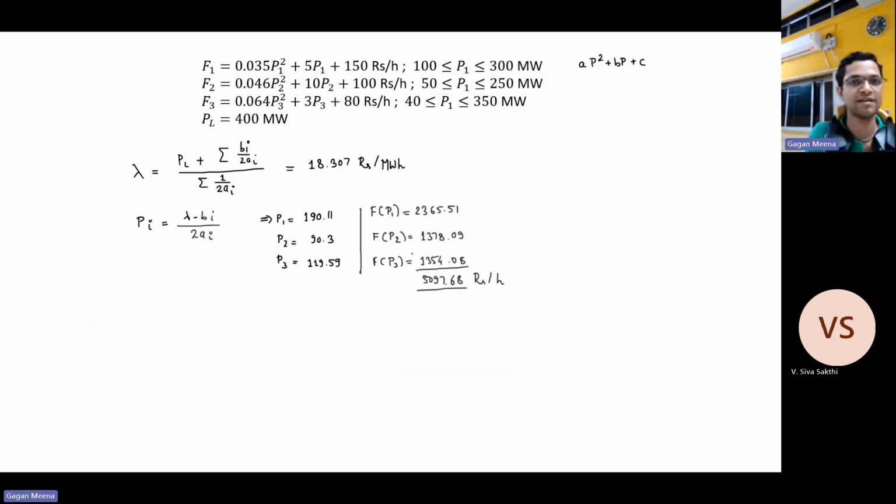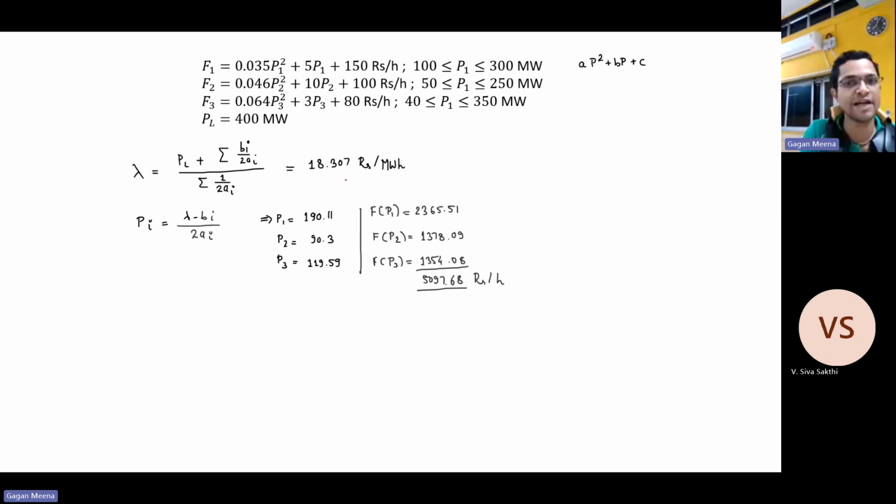So we can see here, if we calculate P1, P2, P3, they come out to be within their limit. P1 comes out to be 190.11, P2 comes out to be 90.3, and P3 also is within limit. And we can substitute this value in these cost curves, and then we can calculate the overall cost of generation, total cost of generation. This is incremental cost of generation, and this is total cost of generation.